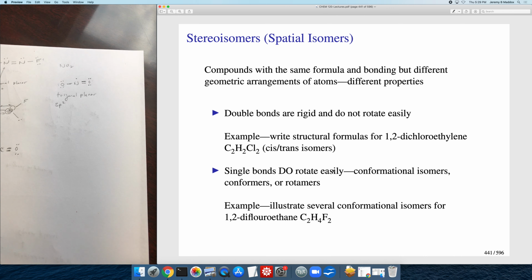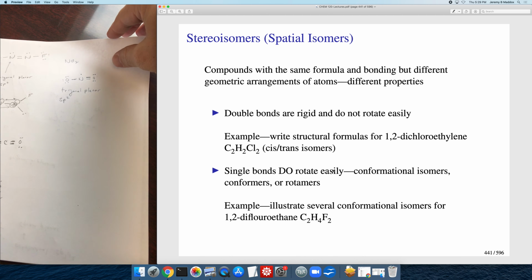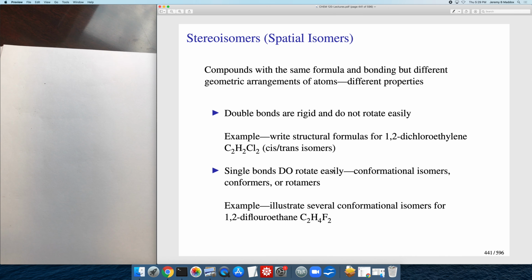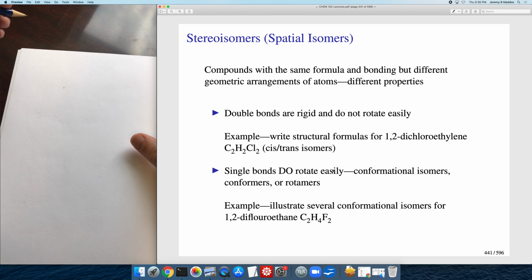In this last concept, I'm just defining the term stereoisomer, really. Stereoisomers are also called spatial isomers. These are compounds that have the same chemical formula, but they have different geometric arrangement of atoms within the molecule. And this frequently comes about when you have double bonds present in the molecule. And the reason for that is that double bonds are fairly rigid and do not easily rotate. To help, I'm going to go ahead and draw this first example, and then I'll try to explain that concept.